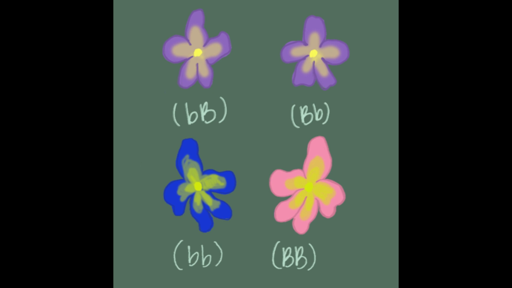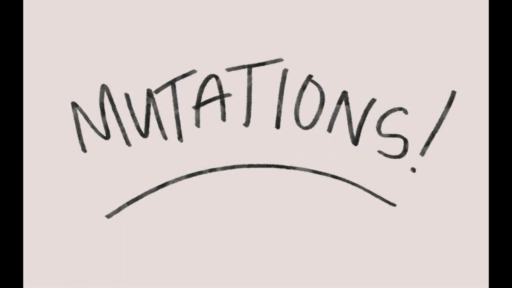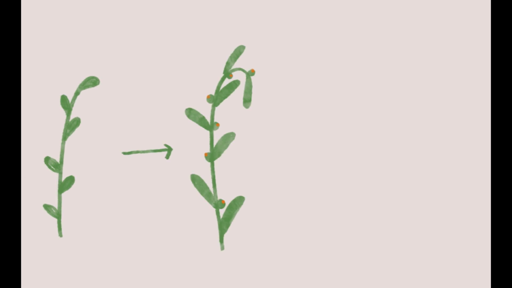So then, how do we get new expressions? Well, the answer is mutations. Mutations are changes in the genetic code that occur randomly during replication. These can happen during recombination, translation, or transcription of any cell type. These changes can lead to new and complex features.